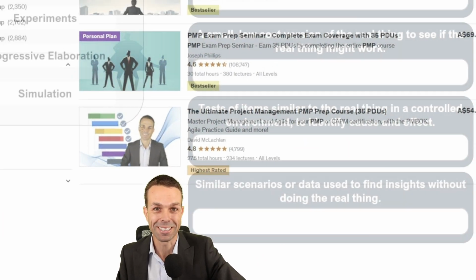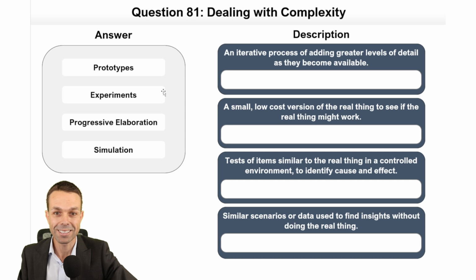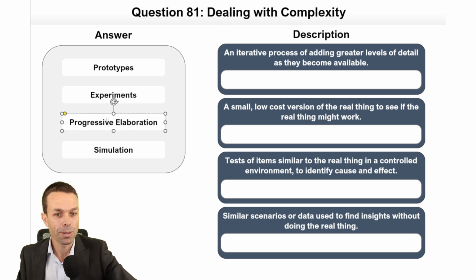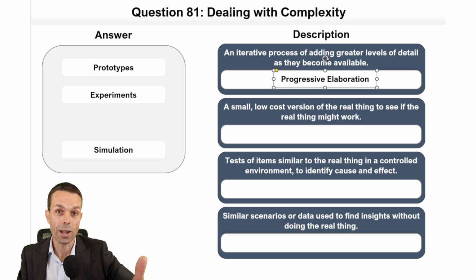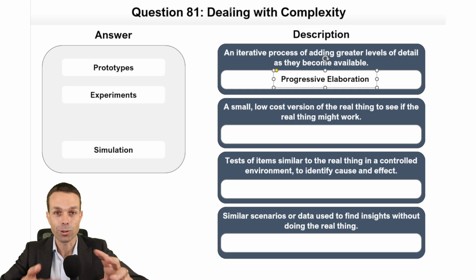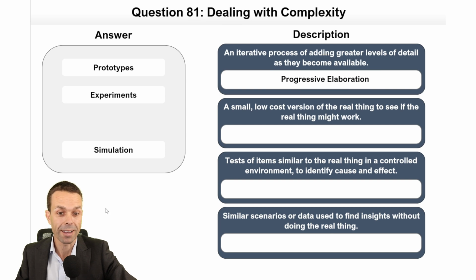Let's get into the first question. Dealing with complexity, an iterative process of adding greater levels of detail as they become available. Okay, that to me sounds like progressive elaboration. And a lot of these techniques for dealing with complexity actually match up with the Agile way of work. So Agile was sort of created to deal with a lot of this complexity and uncertainty and even volatility, that classic VUCA that you hear about.